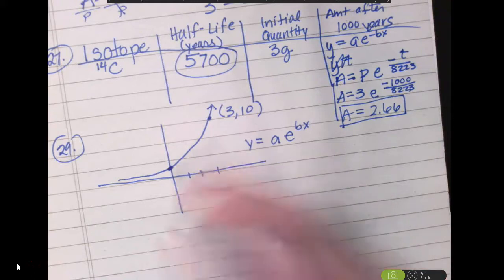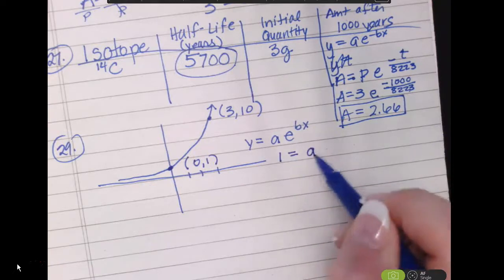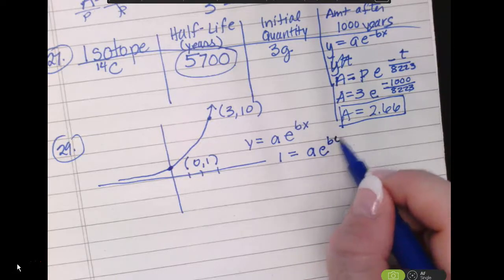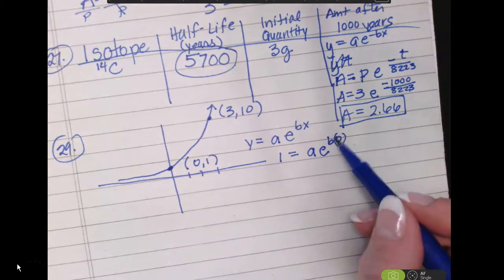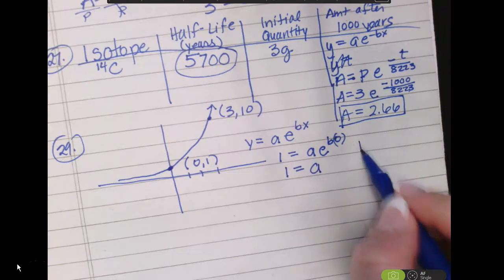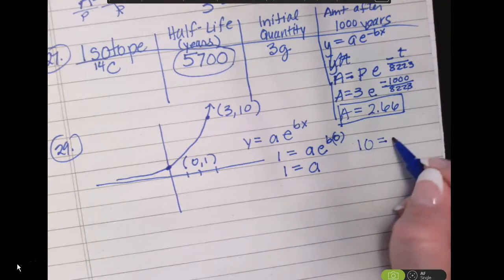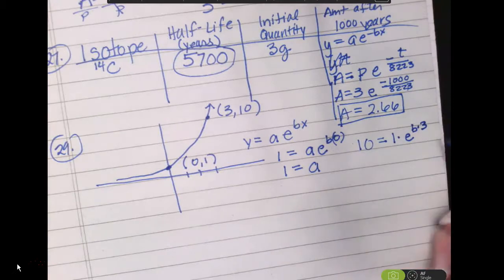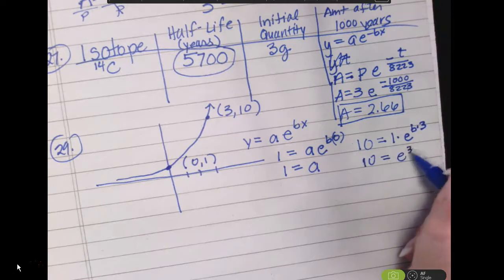So I'm going to substitute both of my points. I'm going to start with 1 equals a times e to the b times 0. So right away I'm going to get e to the 0, which is equal to 1, so 1 equals a. Then I'm going to substitute my other point. 10 equals, so a is 1, e to the b times 3, because that's what x is. So let me rewrite that. 10 equals e to the 3b.